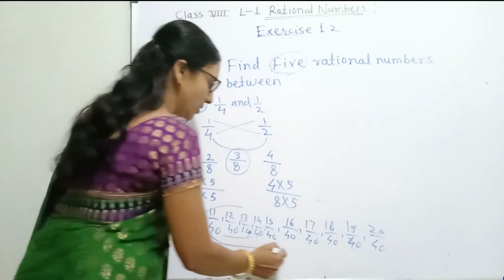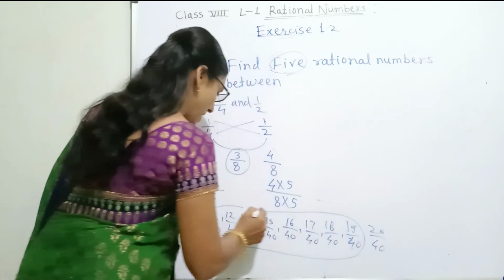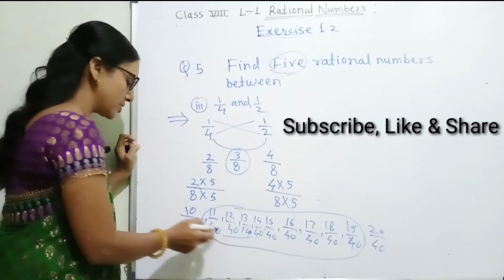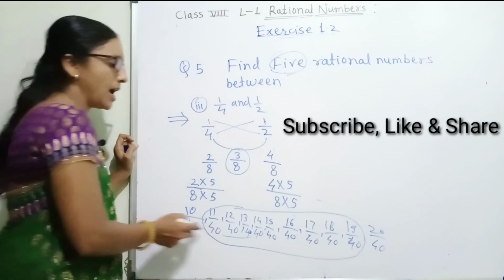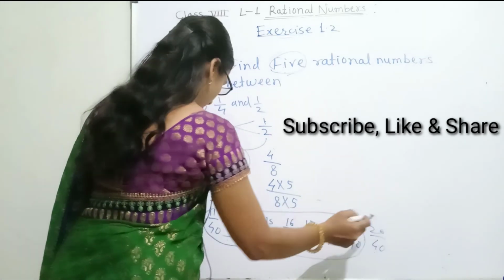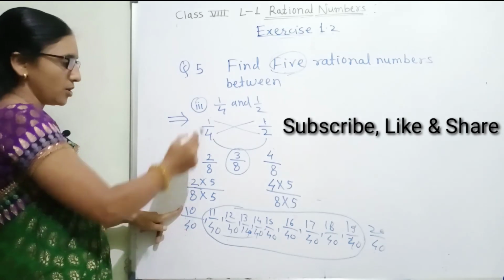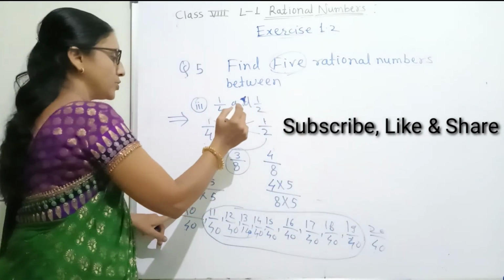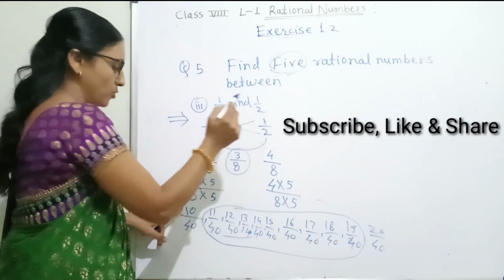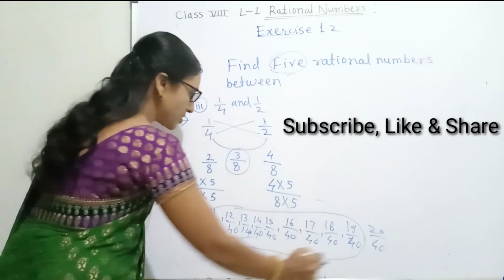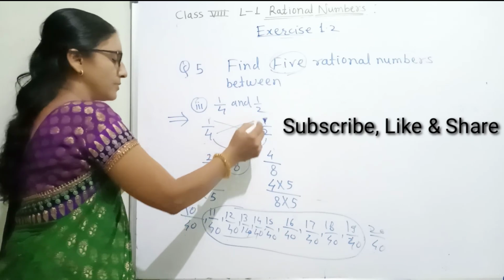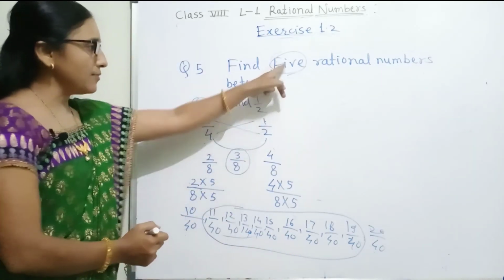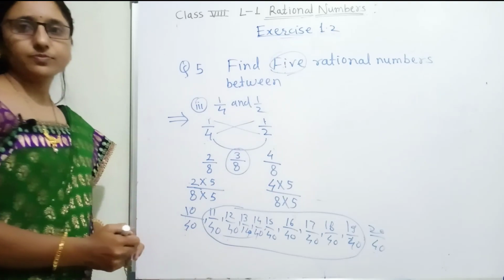These are rational numbers between 10 by 40 and 20 by 40. And 10 by 40 is equivalent to 1 by 4. 20 by 40 is equivalent to 1 by 2. Means these are rational numbers between 1 by 4 and 1 by 2. Out of these rational numbers we can write any 5 rational numbers.